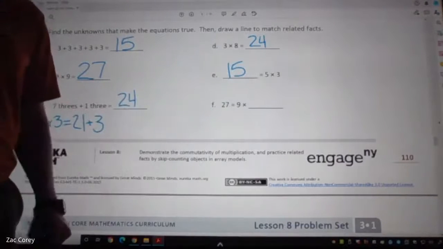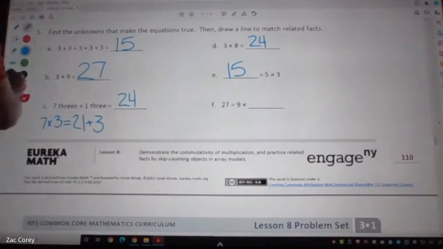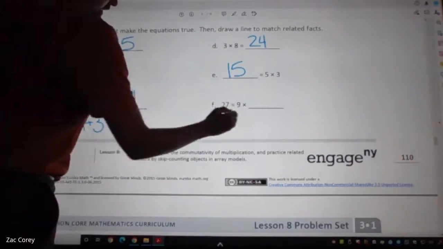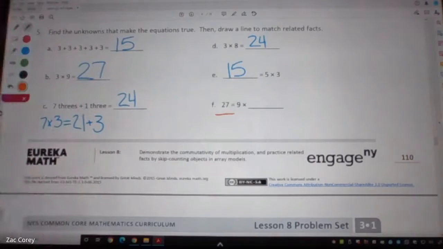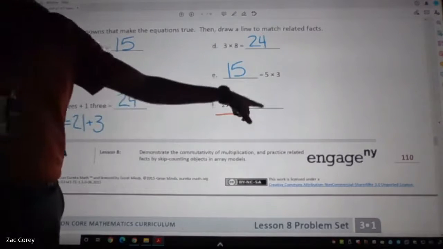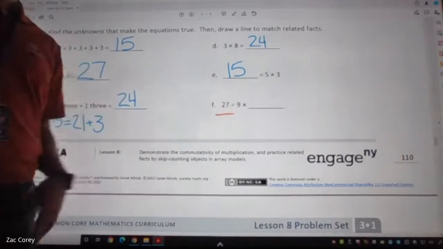This one, they really try to trick you, but we're not going to get tricked that easy. They gave us the answer. So here's the answer. 27 is the answer. And then they said 27 equals 9 times blank. So we got to figure out 9 times blank equals 27. So let's count by 9s until we get to 27.